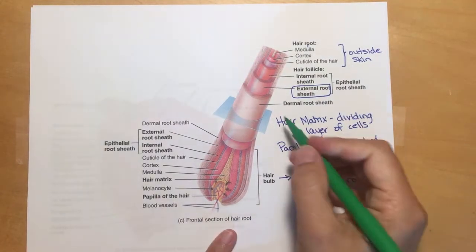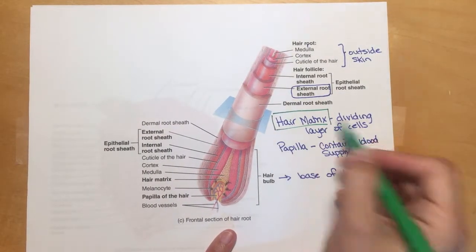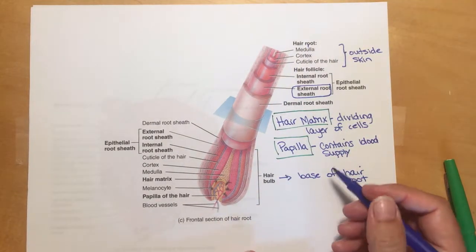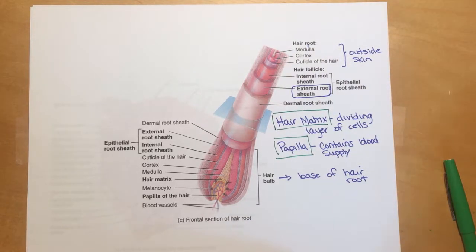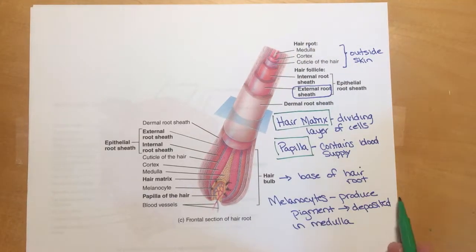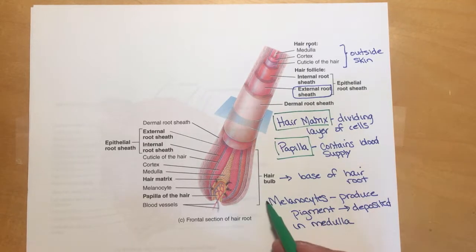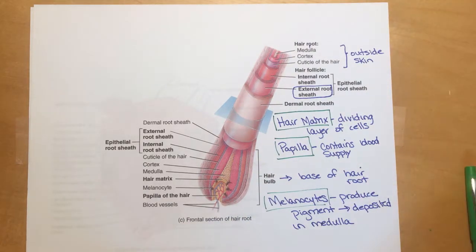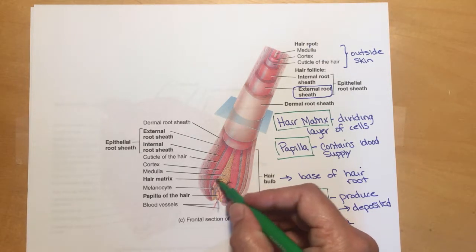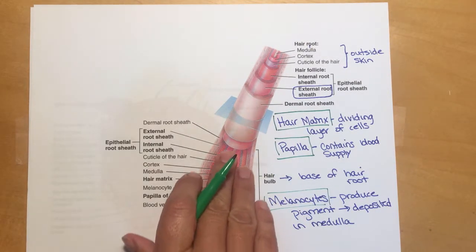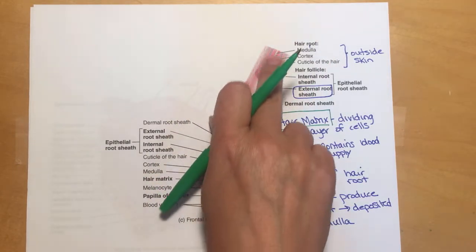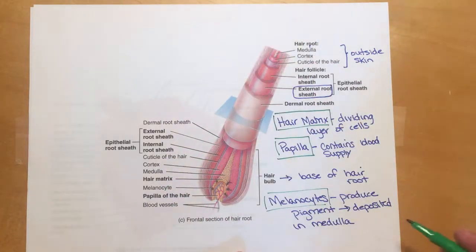So the business end of this is the hair matrix, which are the dividing cells, and the papilla, which brings in the nutrients that those cells need to keep dividing. Within the hair matrix, we also have some melanocytes. Those melanocytes produce pigment that is deposited inside the medulla, which is the inner yellow layer of the hair root. As these dividing cells produce more cells, we're going to cause the hair root to grow and start pushing out through the dermis and out through the epidermis and outside of the body.